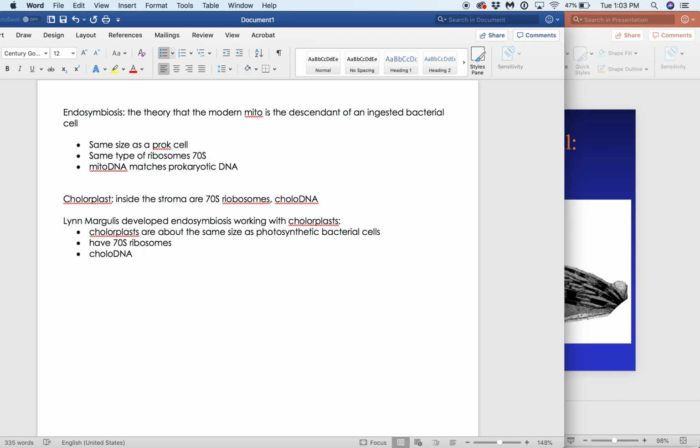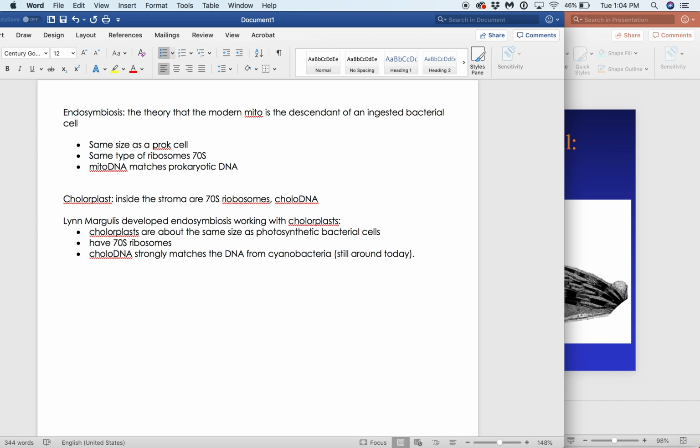And she found that chloroplast DNA matches not just prokaryotic DNA, but it strongly matches the DNA from a photosynthetic prokaryotic cell that is very sophisticated. And this cell is still around today, and it is cyanobacteria. They used to be called blue-green algae, and they are still around today. So we refer to cyanobacteria as probably the most sophisticated prokaryotic cell that is in existence today.